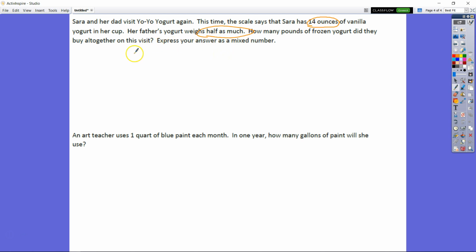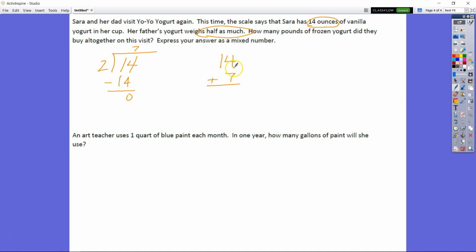So we know that Sarah had 14 ounces and her dad had half. So half of 14. If you don't know how to do this, we can just divide by 2. Well, how many times is 2 going into 14? Let's skip count: 2, 4, 6, 8, 10, 12, 14. So we know 7 times. So 7 times 2 is 14. Goes evenly. So we know that Sarah had 14 ounces and her dad had 7 ounces.